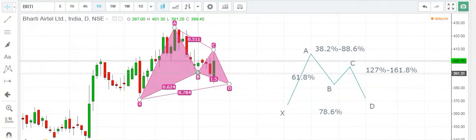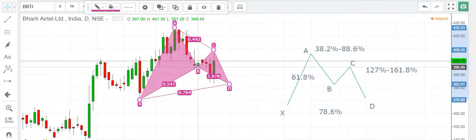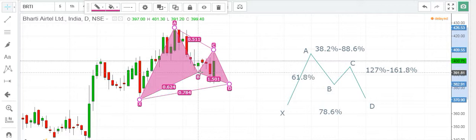Yes, this is the wick, and if you check the close, it lies at 54.7%, which suits perfectly for us because the close does not exceed beyond 61.8%, as you can see. Then again you take the Fibonacci retracement of A to B, which comes at 0.51, which is 51.1%. It lies between 38.2% to 88.6%.